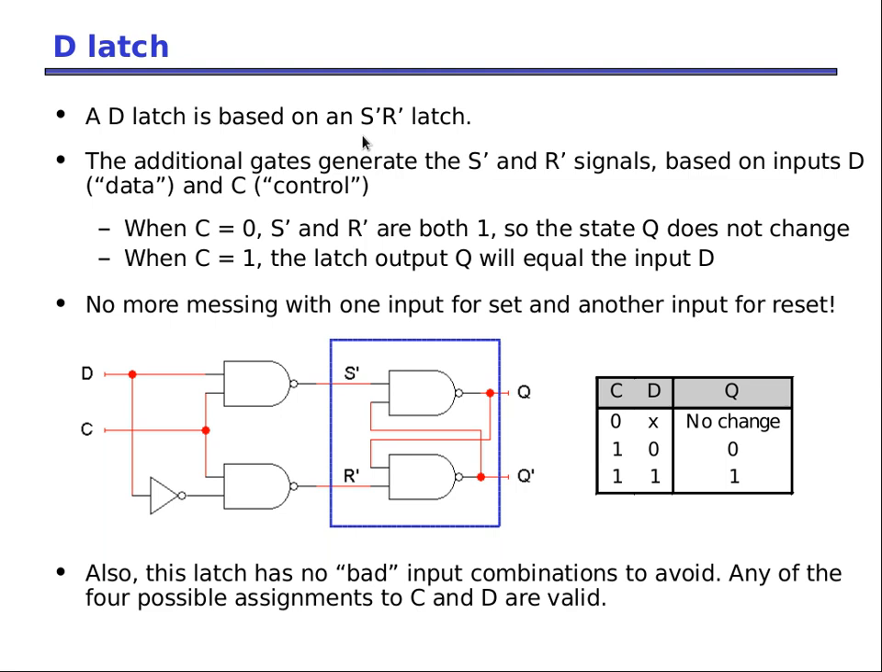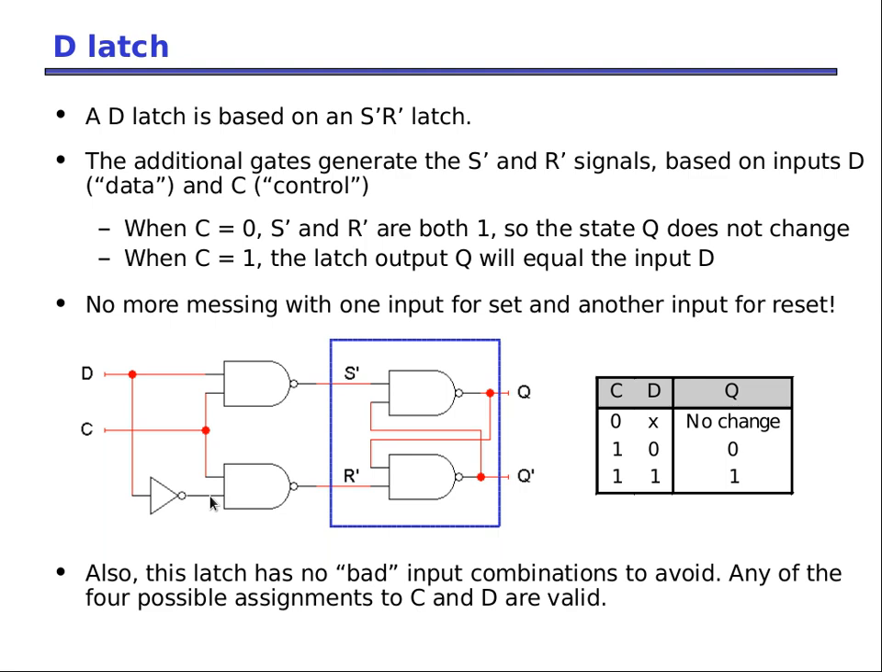It's based on the S0 R0 latch. The additional gate generates the S0 R0 signals based on input D, aka data, that you want to input to it, and then C is the control. So again, if C is 0, we haven't changed that. If C is 0, then it's going to hold its value. But now if C is 1, then what you put into D is going to change the value of S and R.